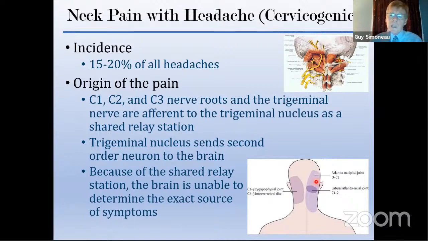And from the trigeminal nucleus, you have the second order neuron that sends the information to the brain. Therefore, when the information about discomfort or nociception arrives to the brain, there's confusion about the exact origin of that discomfort. So this is why people who have problems or issues in the upper cervical spine, oftentimes one of their primary symptoms is what we call a cervicogenic headache. It may be headaches.